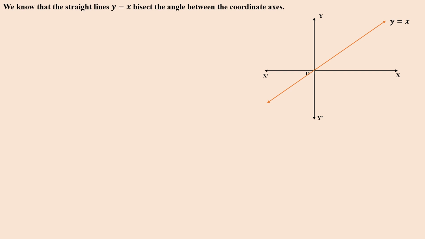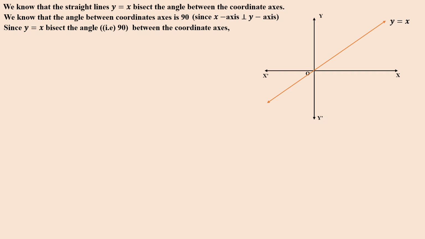So equation 3. X' X is the x axis, Y' Y is the y axis, O is the origin. This is the line y = x. It passes through the origin and exactly divides the x and y axes. We know the angle between the coordinate axes is 90 degrees, so y = x bisects it, that means 45 degrees each. From the x axis to the line is 45 degrees, and from the line to the y axis is 45 degrees.